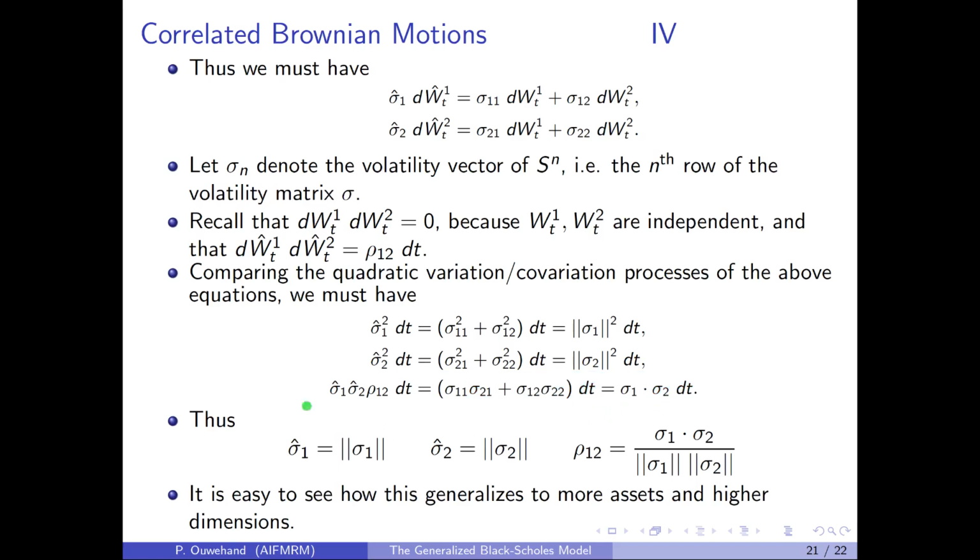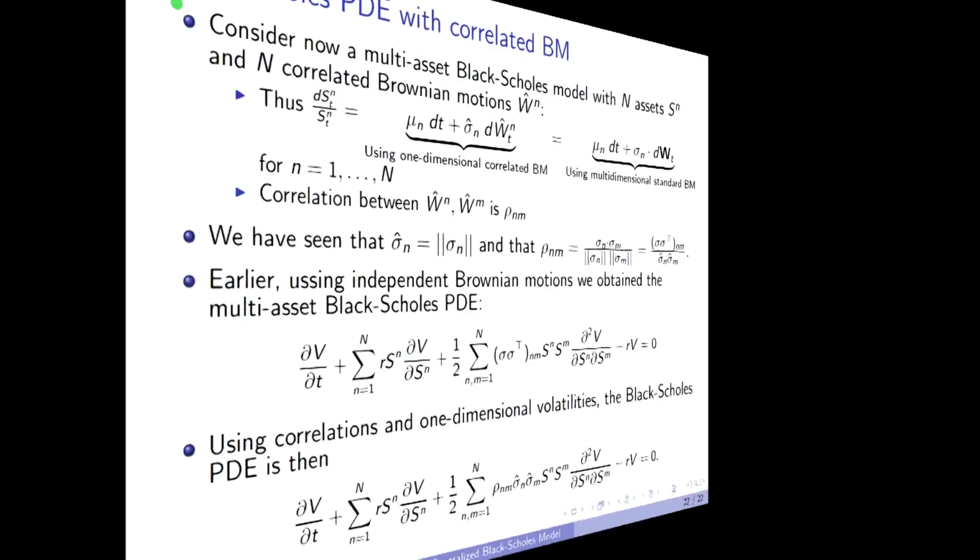Hence from these equations we obtain the following. The volatility number, sigma 1 hat, is just the length of the volatility vector, sigma 1. The same holds for sigma 2. The correlation rho 1 2, which we can obtain from the third equation, is given as follows: sigma 1 dot sigma 2 divided by the length of sigma 1 and the length of sigma 2. Of course, it is easy to see how this generalizes to more assets and higher dimensions.